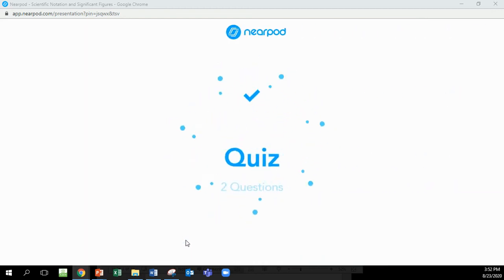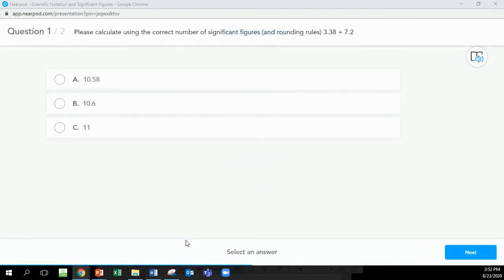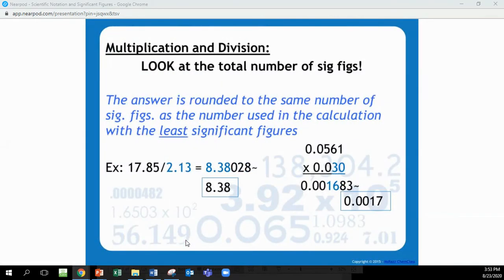Okay, the fact that I'm making a big deal that this is addition and subtraction means that multiplication and division are different. Please do the quiz on the Nearpod when you get a chance. Okay, multiplication and division. You're going to look at the total number of significant figures. We're not looking at decimal places anymore. We're looking at significant figures. You're going to go with the one that has the least number of significant figures.